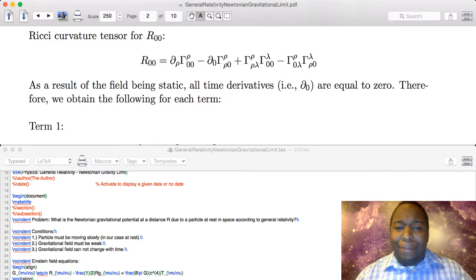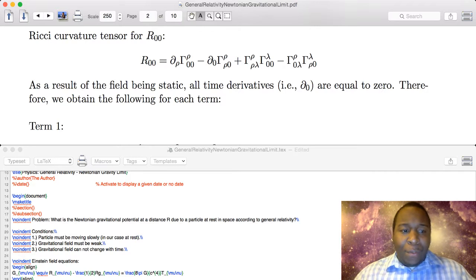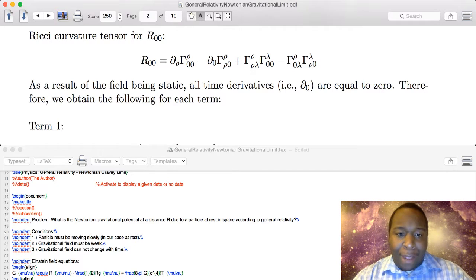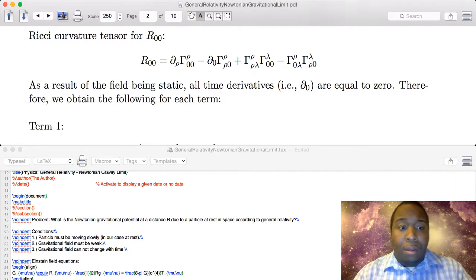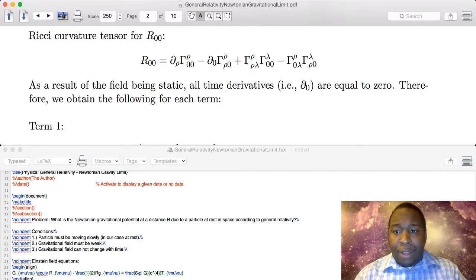All right, so the one thing that we also noted was that given the fact that the field is static, all time derivatives will be equal to 0. And I'm going to explain the reason why that's the situation and why there's time derivatives in the first place. But let's continue from there. So I've actually filled in some more information.